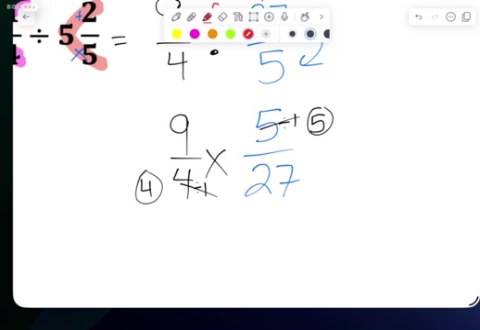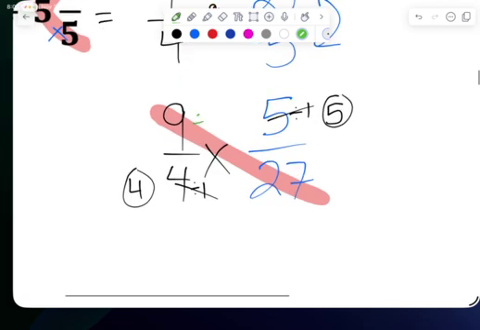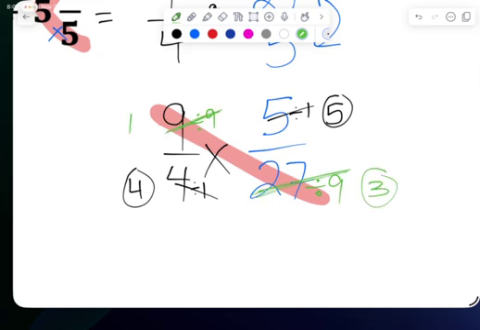And looking at the other direction, there's 9 and 27. Neither of those is prime, but I want to try to divide by one of the numbers. So I'm going to divide by 9, because if I count by 9, I will say 27. There are 3 9s in 27, and there is 1 9 in 9.